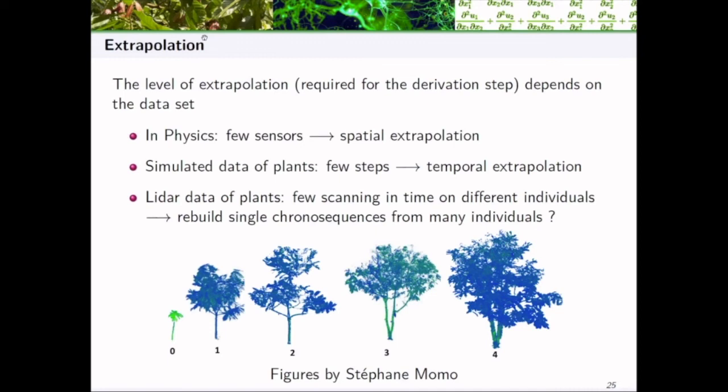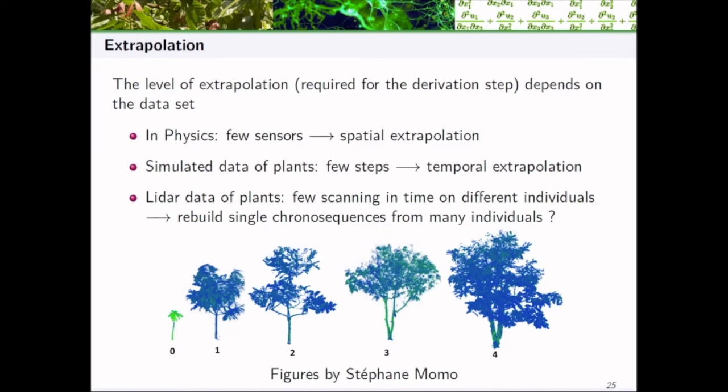For the extrapolation step, we noticed that there is a specificity in the processing that is directly dependent on the available data. In physics, experiments are built on a few sensors sampling at high frequency. This mainly requires spatial extrapolation. For plant simulation, it is exactly the opposite. We get a lot of data at each time, but we still have only a few time-step measurements. So we need extrapolation through time.